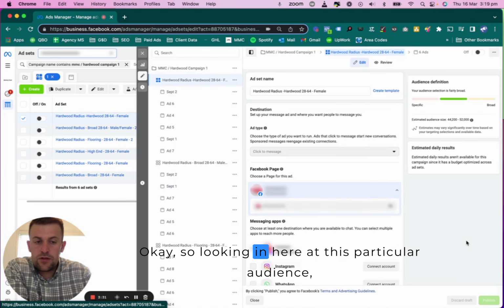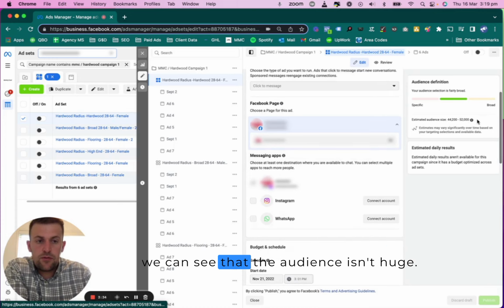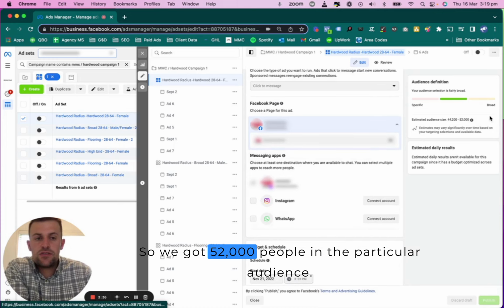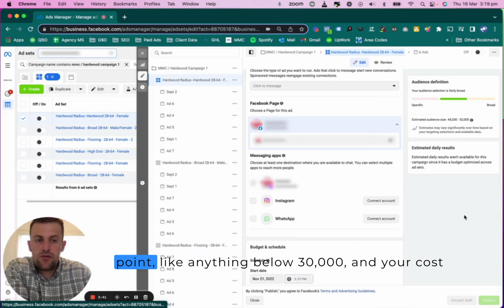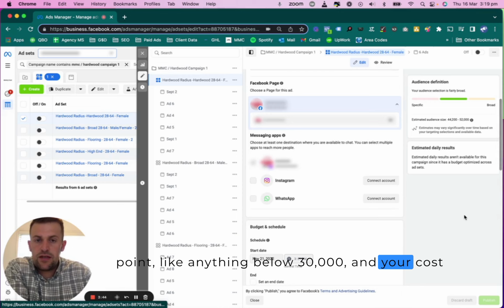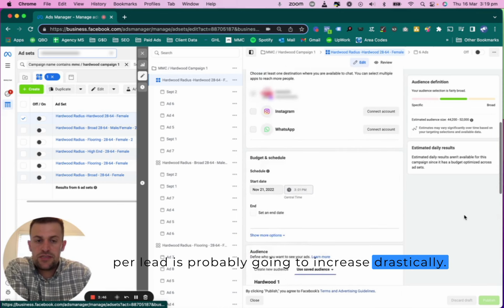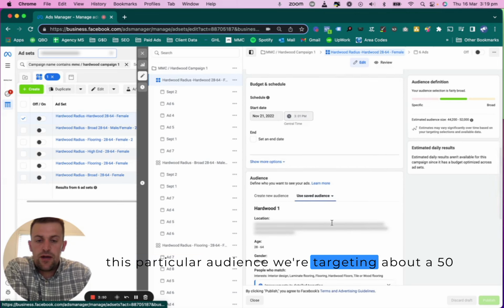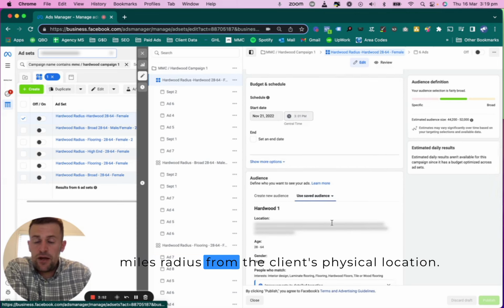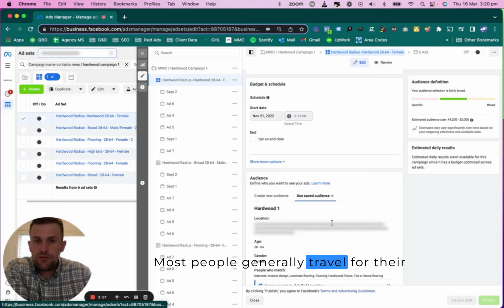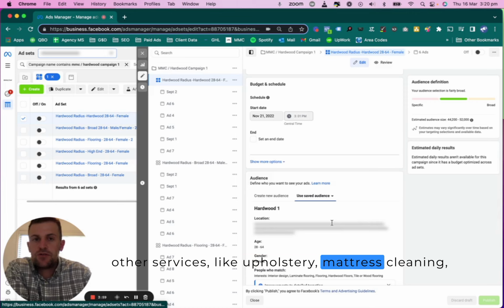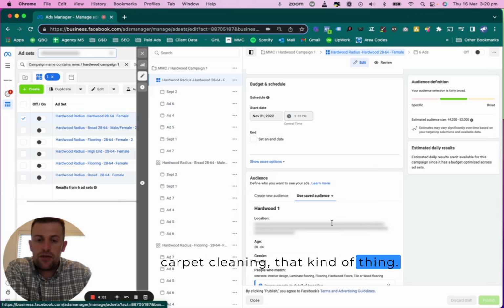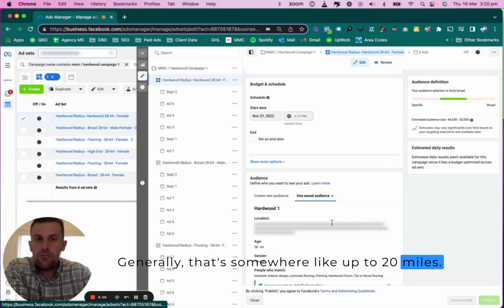Okay, so looking in here at this particular audience, we can see that the audience isn't huge. So we've got 52,000 people in the particular audience. That's generally a bit of a cutoff point, like anything below 30,000 and your cost per lead is probably going to increase drastically. But as we scroll down, we can see this particular audience. We're targeting about a 50-mile radius from the client's physical location. So it's a bit further than most people generally travel for their other services like upholstery, mattress cleaning, carpet cleaning, that kind of thing. Generally, that's somewhere like up to 20 miles.